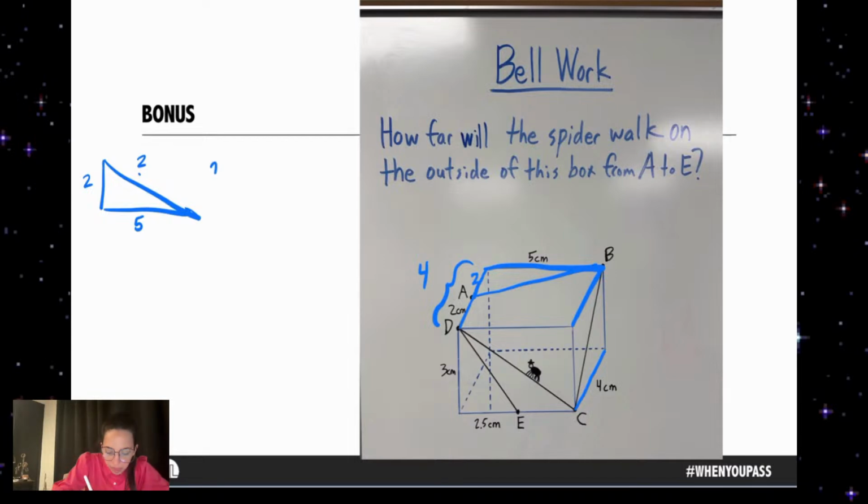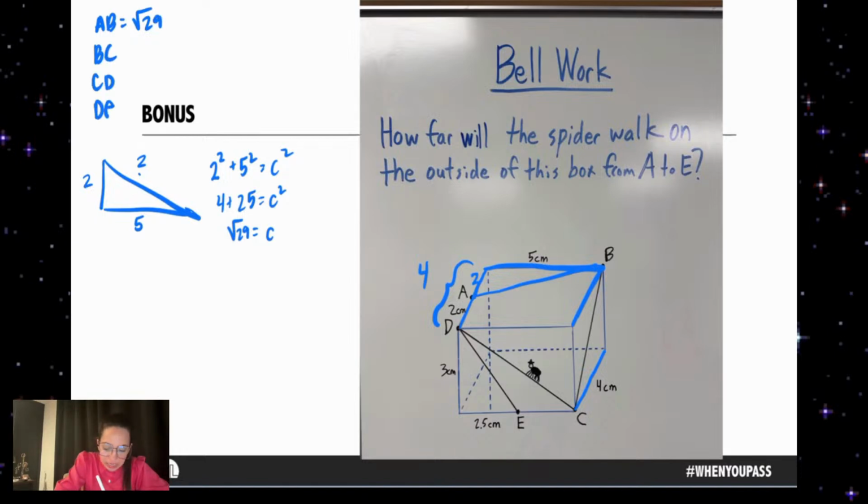Pythagorean theorem, a squared plus b squared equals c squared. 4 plus 25 equals c squared. So c is going to equal the square root of 29. So AB equals the square root of 29. I also need BC, I need CD, and I need DE to figure out the distance of this spider.